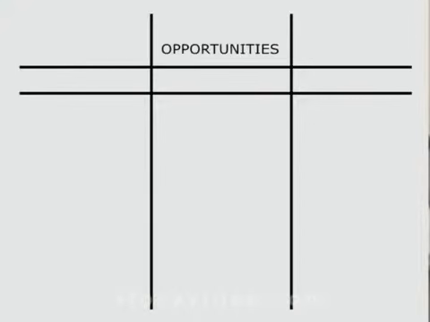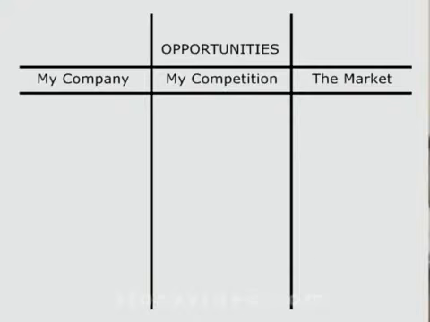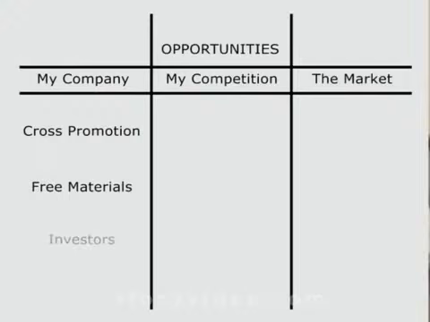We're going to divide the page again into thirds. Top of the first column, my company, second column, my competition. Third column, the market. Under the first column, my company, you might write words like cross-promotion if you have opportunities to cross-promote with other companies. You may have opportunities to get free materials, or maybe investors have expressed an interest in funding your business. Those would all be opportunities.